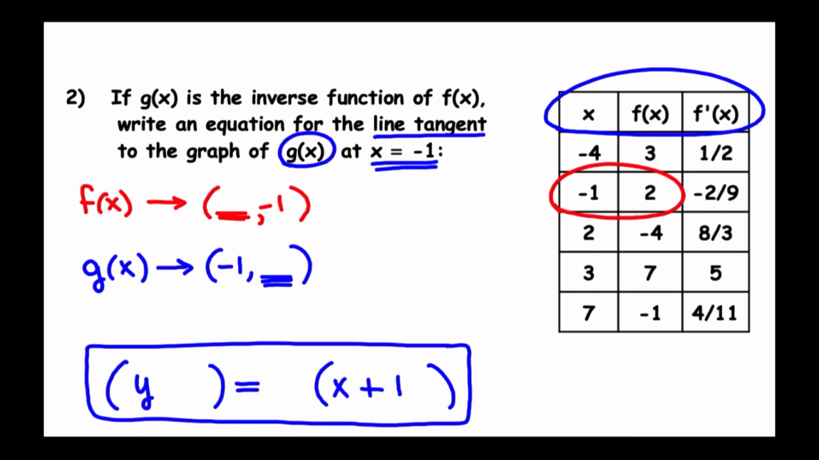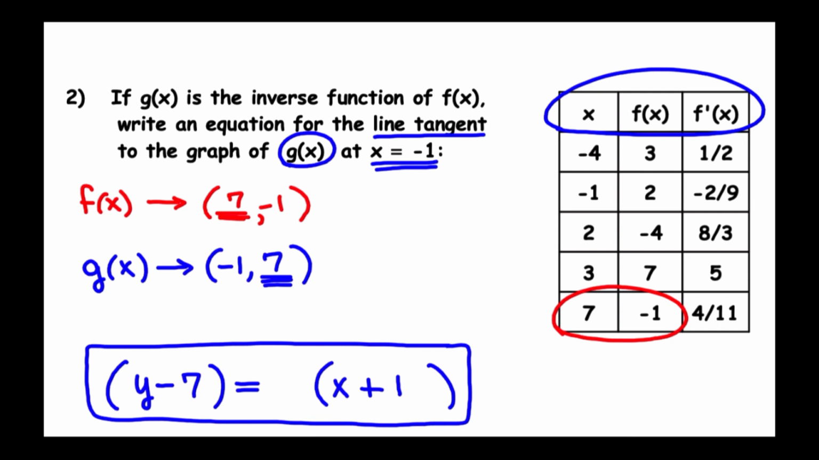The problem is, don't pick the wrong one, which I just did. It says x is -1, sure, but that's for g of x. You need to be down here. F of x goes through the point 7, -1, according to the chart. So therefore, g of x is going to go through the point -1, 7. That gives me my y-coordinate for the final answer. Now I just have to figure out slope.